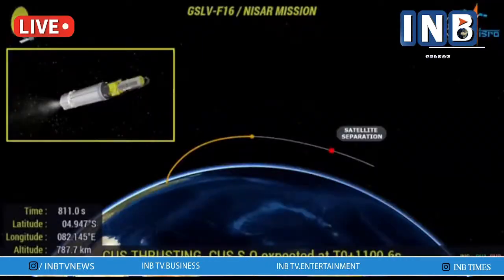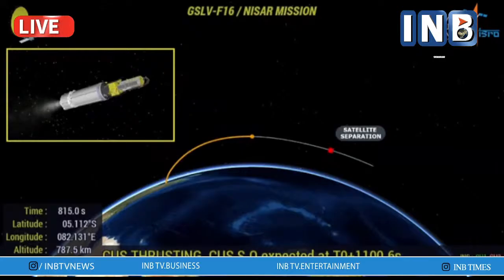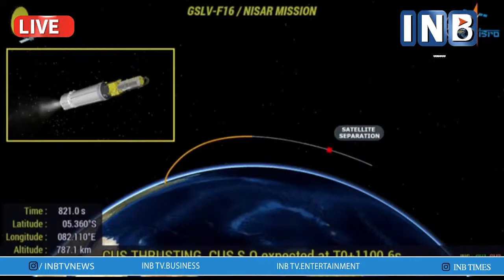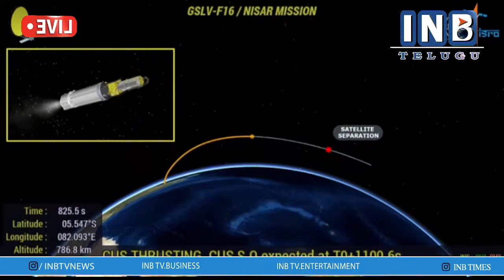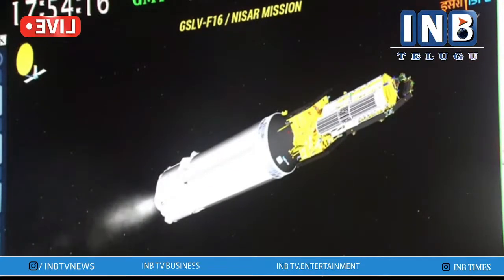To study the Earth's land and ice, synthetic aperture radar capacity is used. This will give the data: receiving the signals and producing 3D images, changed signals will be sent. A 12-meter wide unfurlable reflector antenna is attached.